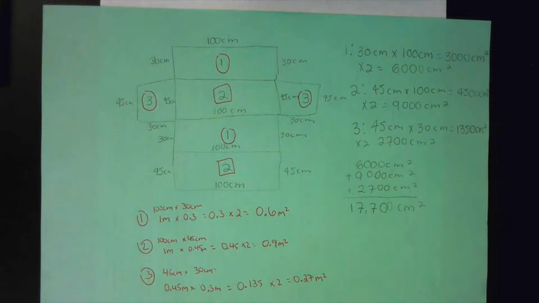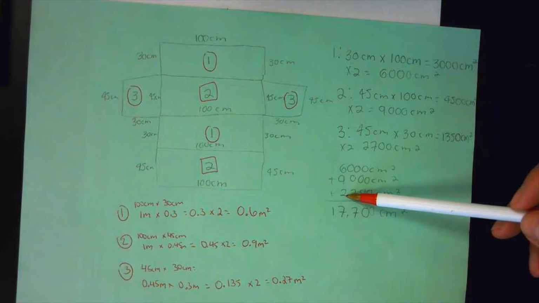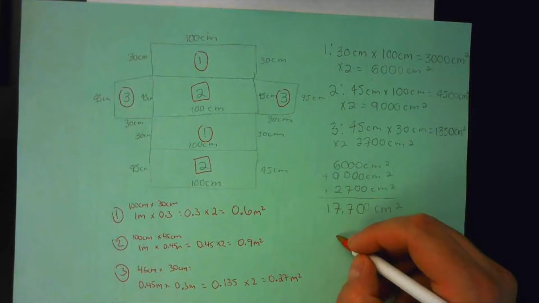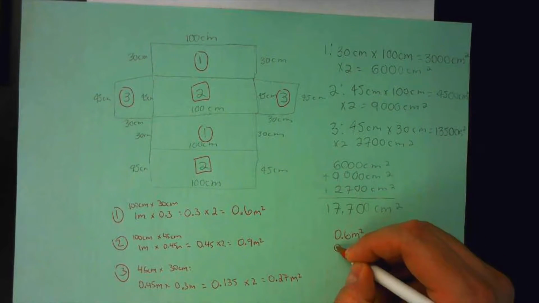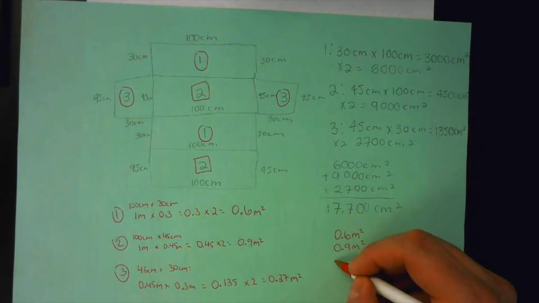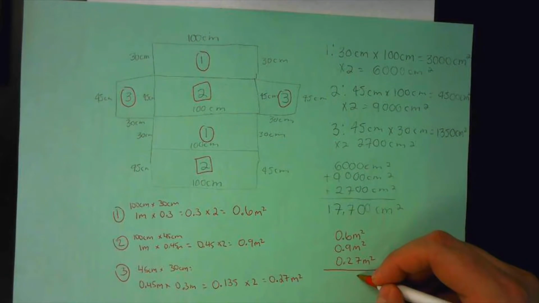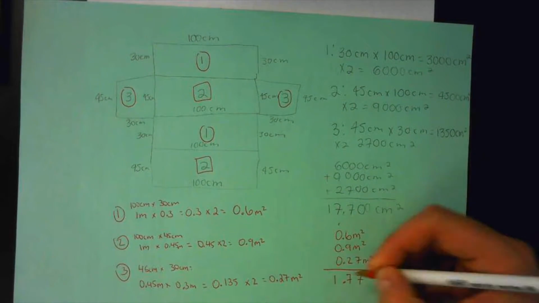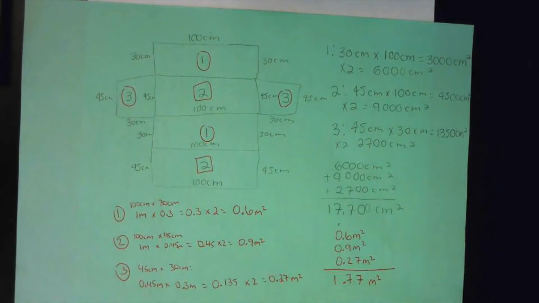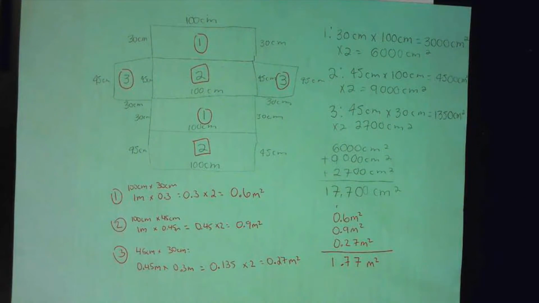So now that we have all these calculations in meters squared, we had them all here for centimeters squared. They added them. We can do the same thing. 0.6 meters squared, 0.9 meters squared, 0.27 meters squared. So when you add them up, that 7 stays. This becomes a 7. This becomes a 1. So 1.77 meters squared.